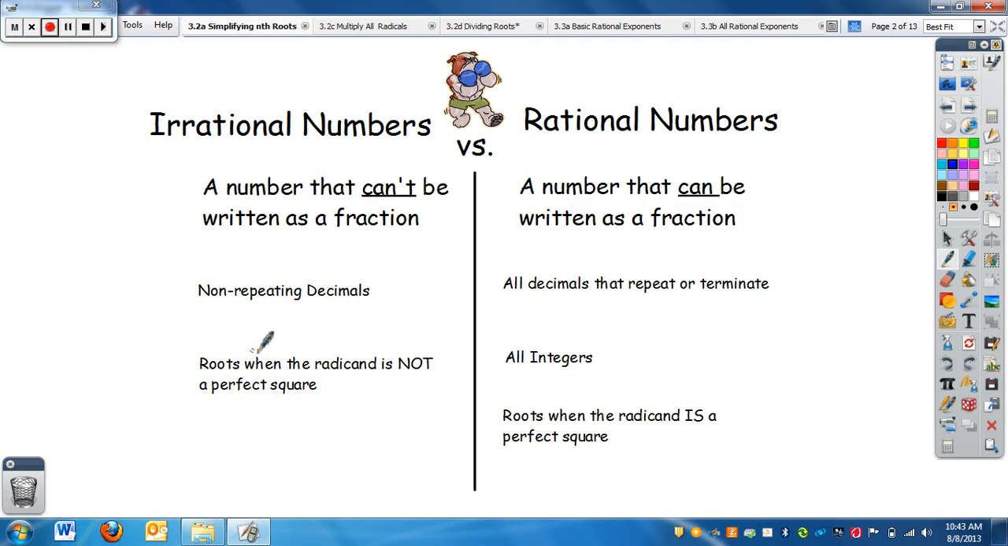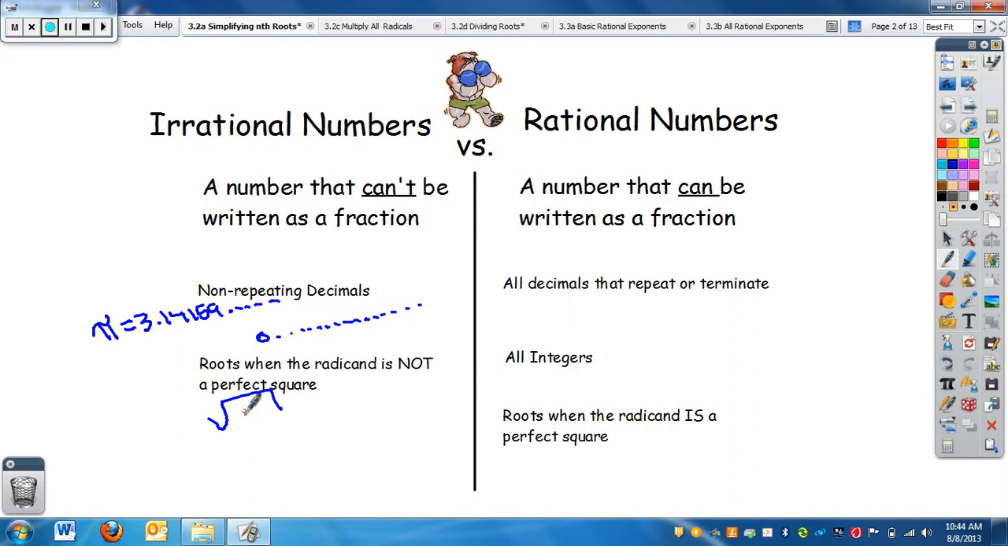That's kind of how I keep the two straight. So our irrational numbers are non-repeating decimals. Well, the most famous non-repeating decimal is the number pi, which is 3.14159, and so forth. It keeps going on forever, and people have dedicated their life trying to find all the digits of pi. Another irrational number would be any decimal that goes on forever. And the way we get those decimals is from roots.